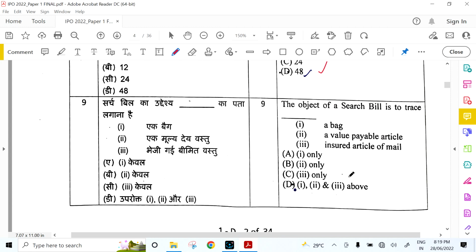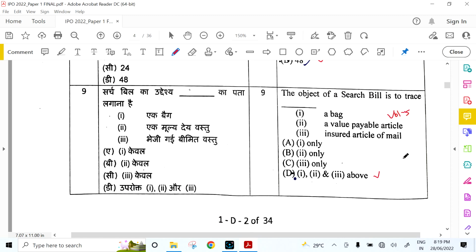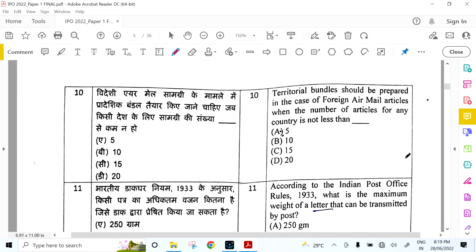Next question. The object of a search bill is to trace a bag, a value payable article or an insured article of mail. The answer is, ninth question, it is D. That is 1, 2, 3, all of these above. This question is from volume 5. Searchable you will find in volume 5.